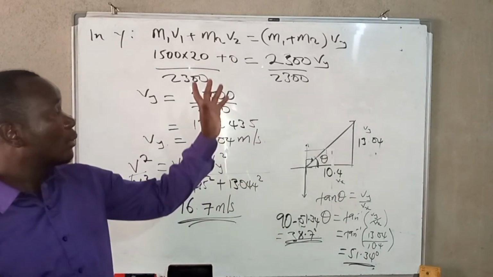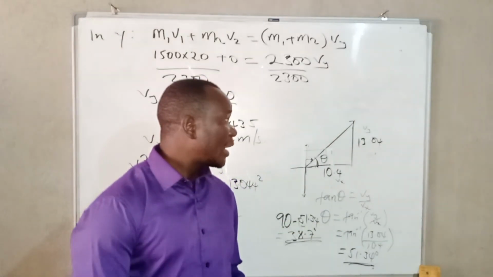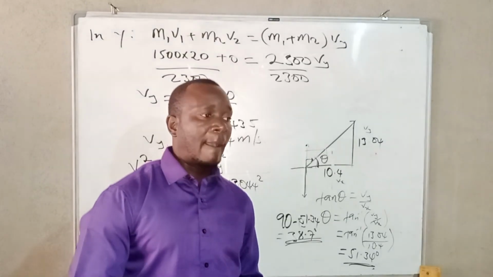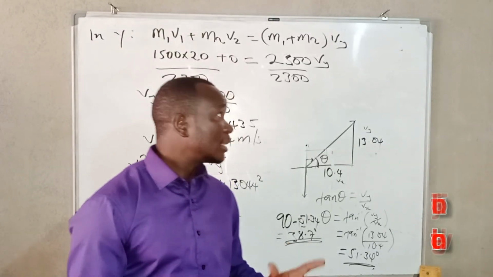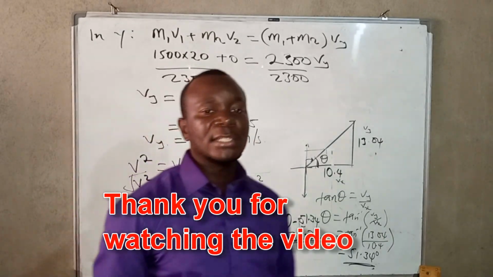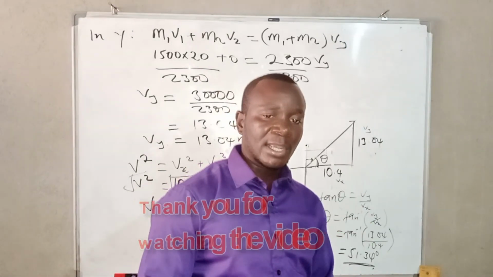And in an event that you are required to find also the loss in terms of kinetic energy, just subtract the total kinetic energy final from the total kinetic energy initial. So initial kinetic energy minus final kinetic energy, that is the loss in kinetic energy.